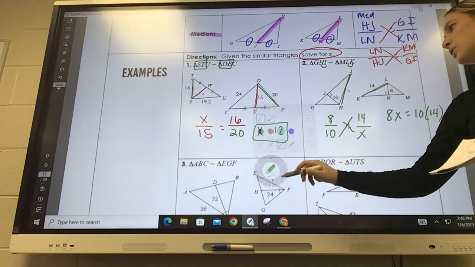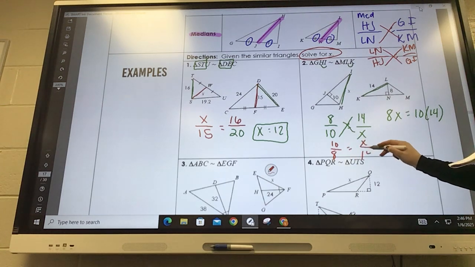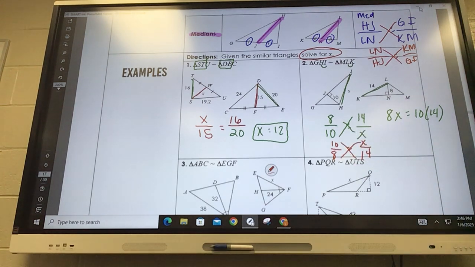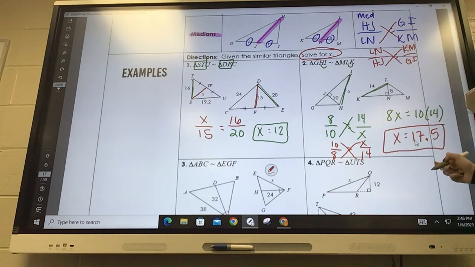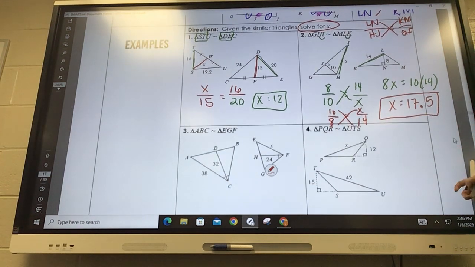So for those of you who, when I asked, you said 10 over 8, that means you would have had x over 14, but when you cross multiply, you get the same thing. So that's why it doesn't matter which method you choose, as long as you're matching them correctly. All right. Sorry for going too fast, but do any of you guys have that done already? 17.5, which we are going to get decimals today, so don't let that freak you out. Any questions so far? No? We're going to jump to 4.